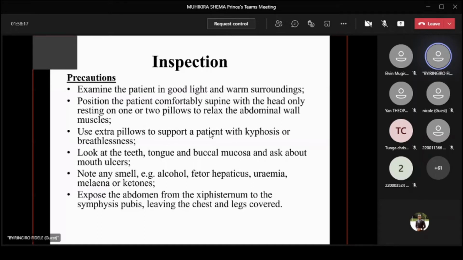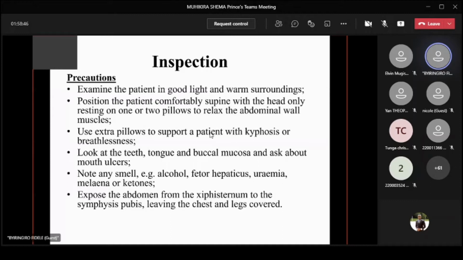You need to expose the abdomen from the xiphoid to the symphysis pubis, leaving the chest and legs covered. So expose only what you need to expose, and always inform and communicate with the patient about what you are going to do or what you want to do.